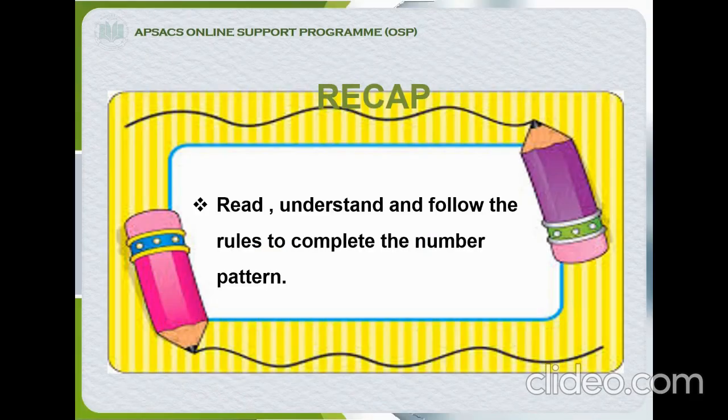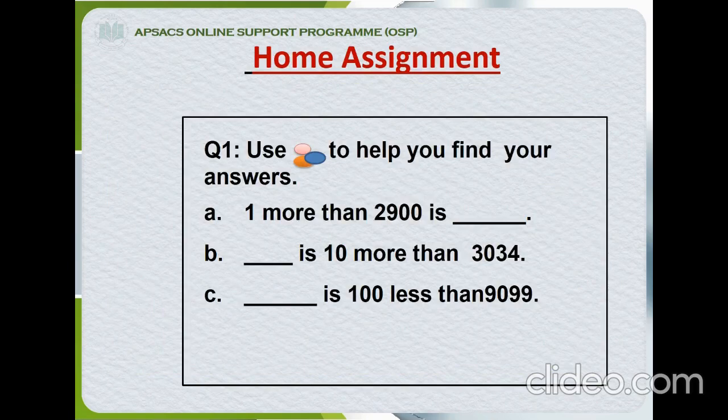So students, today we learned how to read, understand and follow the rules to complete the number pattern. Last but not least, I have a small homework for you. Use the disc method to help you find your answers. Part A: what is 1 more than 2900? What is 10 more than 3034? And what is 100 less than 9099?